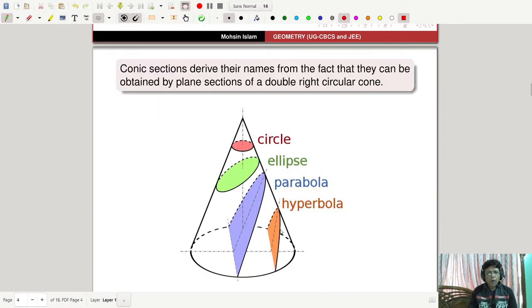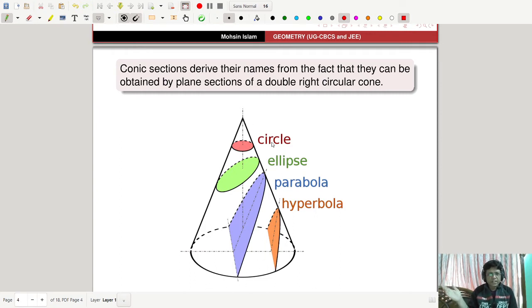Now, why this name conic section? There is an important fact about that. Conic sections derive their names from the fact that they can be obtained by plane sections of a double right circular cone. You can see that this is a right circular cone. This is the base of the cone, and this is called the vertex of the cone.